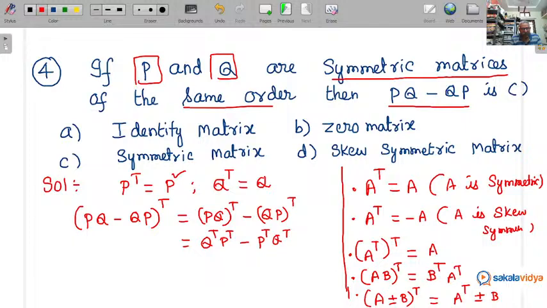See, P transpose is equal to P, Q transpose is equal to Q. So this is QP minus PQ. Take minus common, you get minus of PQ minus QP. So this is a matrix, for example, B transpose is equal to minus B. Therefore, obviously, PQ minus QP is a skew symmetric matrix. So D is the right option, skew symmetric matrix is our answer. Yes, let us move to the next question now.